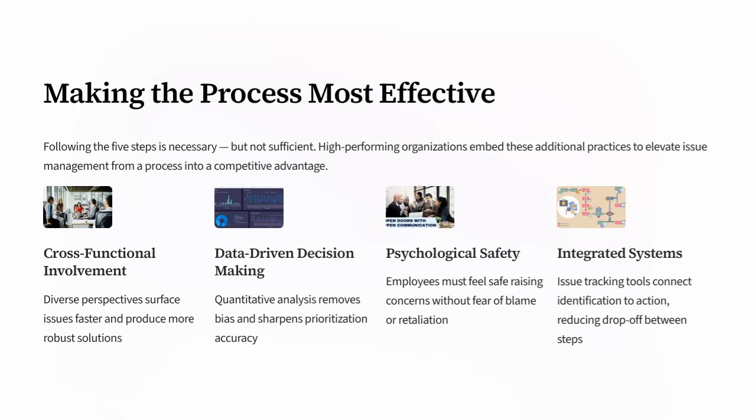Following the 5 steps is necessary, but it isn't sufficient on its own. High-performing organizations strengthen issue management with 4 additional practices. Cross-functional involvement brings diverse perspectives that uncover issues earlier and lead to stronger solutions. Data-driven decision-making reduces bias and improves prioritization. Psychological safety ensures employees can raise concerns without fear of blame or retaliation. Finally, integrated systems connect issue identification directly to action, reducing the risk that important concerns will be lost between steps. Together, these practices turn issue management from a routine process into a genuine competitive advantage.